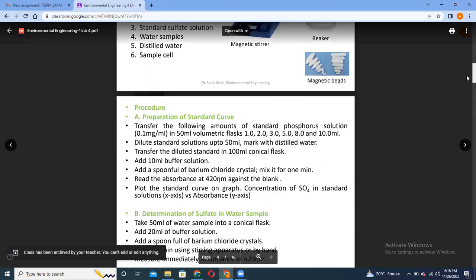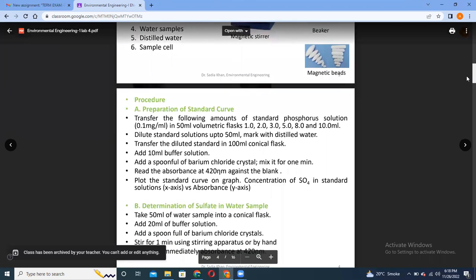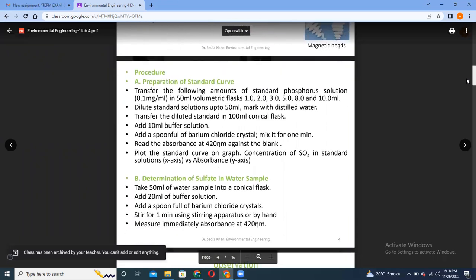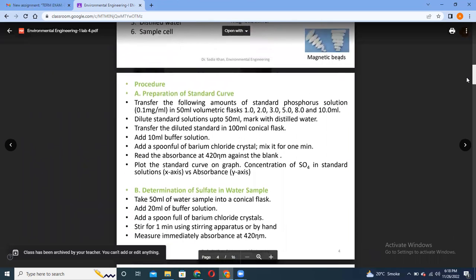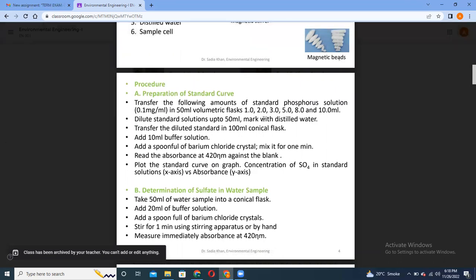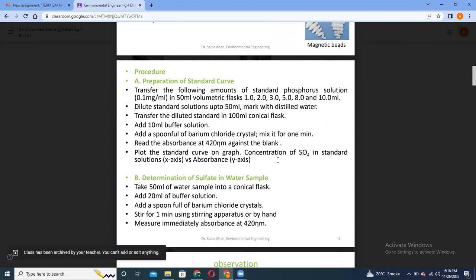What is the procedure in this? A, preparation of a standard curve. For that, we need to transfer the following amounts of a standard solution into 500 ml volumetric flasks: 1, 2, 3, 5, 8, and 10 ml. Dilute the standard solution up to the 50 ml mark with distilled water.